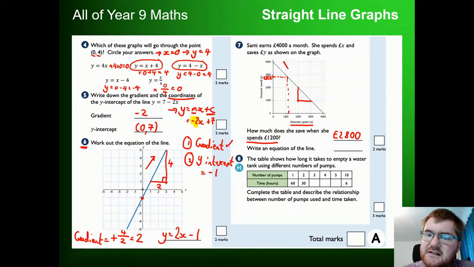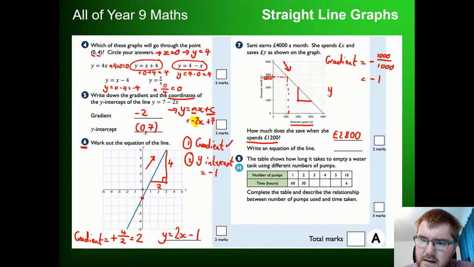Now notice this is downward sloping, so our gradient here is going to be negative, whatever number that is. And I go back to my rise over run. So our rise here is going to be 1,000. Our run here is also going to be 1,000, and 1,000 divided by 1,000 is equal to 1. So our gradient will be -1.